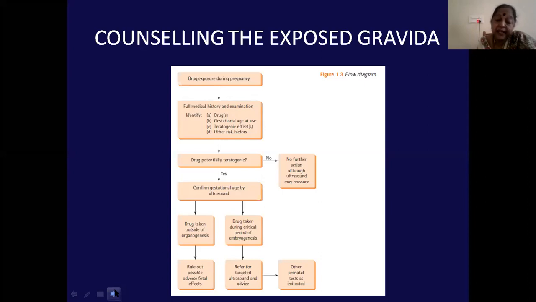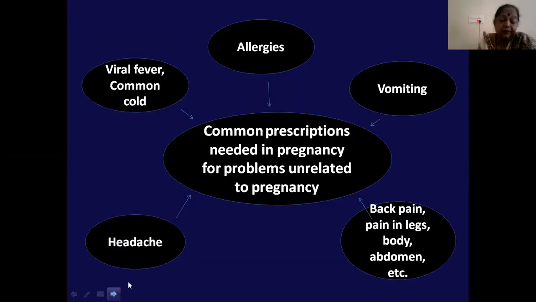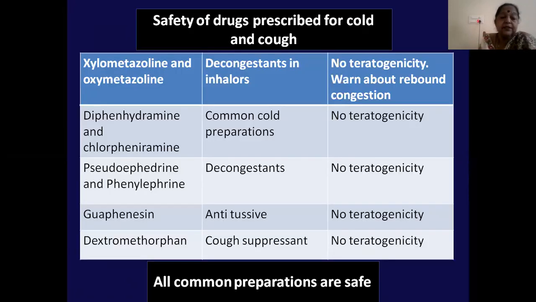If a drug is taken during the critical period of embryogenesis, you have to refer for a targeted ultrasound scan, and also advise about other prenatal tests as indicated. So history taking, ultrasound, other tests, and counseling form a part of the approach whenever a woman comes to you with exposure to teratogenic drugs. Now these are the common prescriptions needed for ailments not related to pregnancy. You always come across headache, vomiting, backache, or allergy. So you should know what prescriptions can be given.